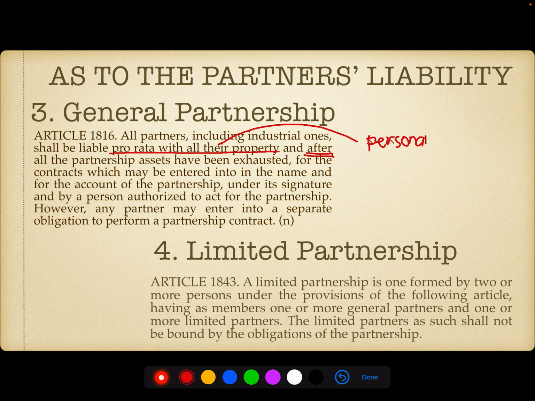Okay. Now for limited partnership, covered by 1843, it is when one or more are general partners and one or more are limited partners. So limited partners shall not be bound by the obligations of the partnership. Meaning, for a limited partner, the limited partner's obligation is only up to the extent of his or her contribution.